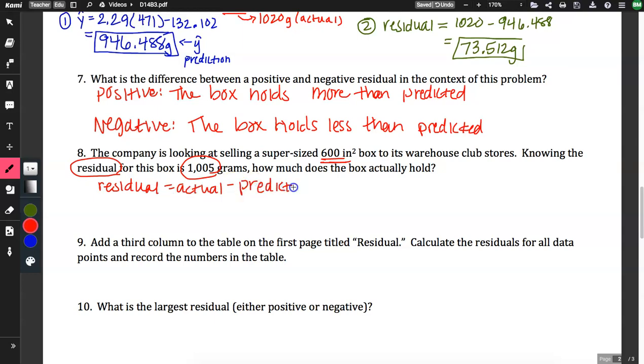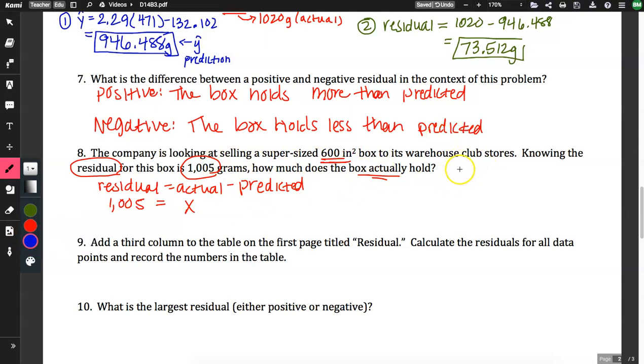So let's think about the things we know. I know the residual amount. It's 1,005. So I can plug that in. How much does the box actually hold? That's what I want to solve for because I'm trying to figure that out. That's what the question's asking. So I'm going to make that X. So I still need to figure out the predicted because I don't have that yet.